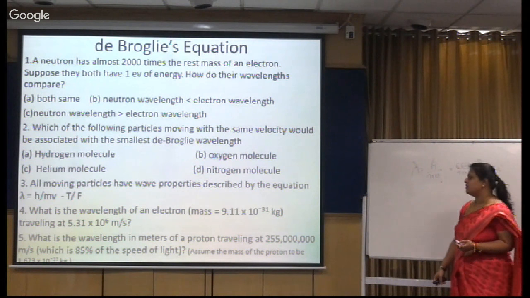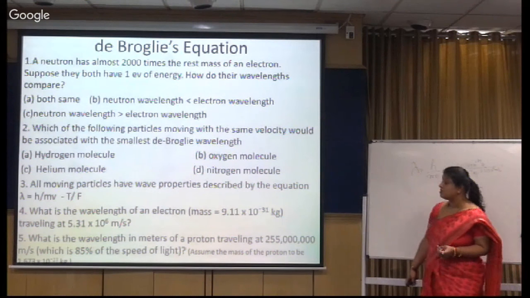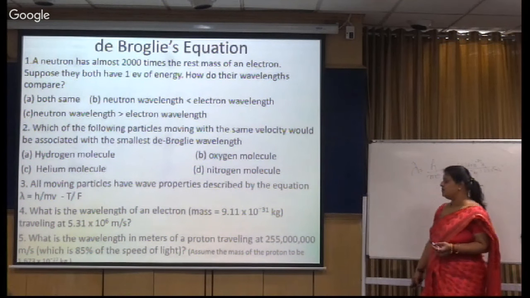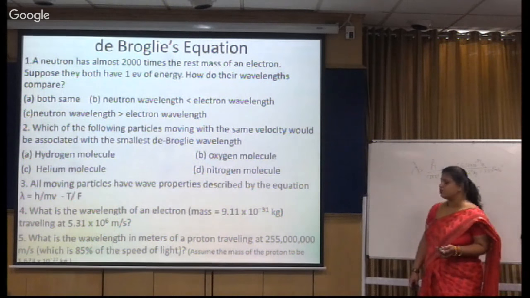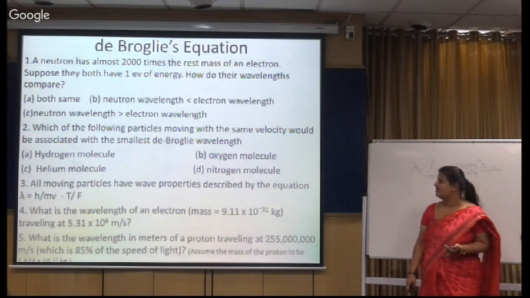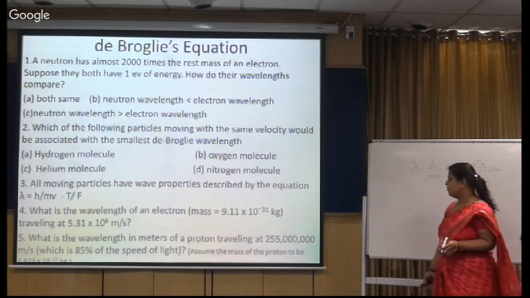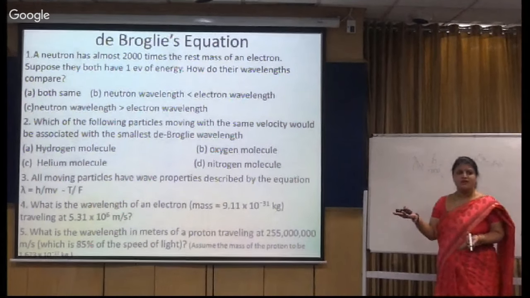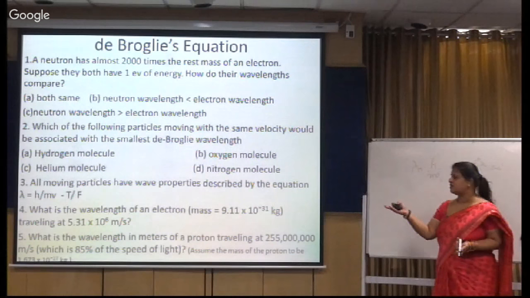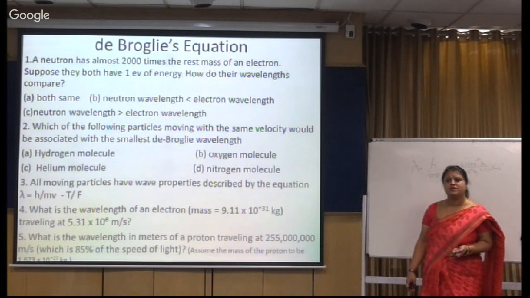What is the wavelength in meters of a proton traveling at 255,000,000 meters per second, which is 85% of the speed of light? Assume the mass of the proton to be 1.673 into 10 to the power minus 27 kg. Here also it will be calculated on the same basis. Do we have to use the speed of light? It is not required. It is additional information that has been given, that the speed is 85% of that of light. You just use the value of velocity which is given.